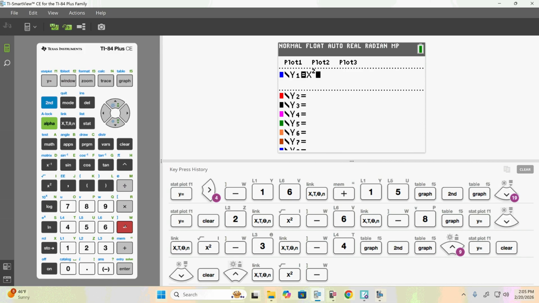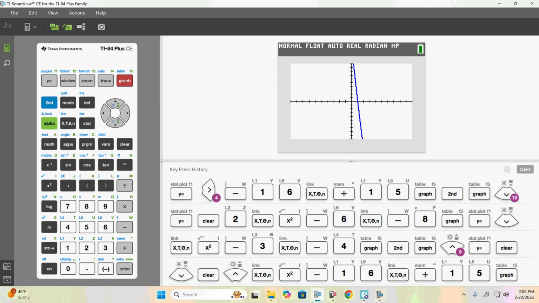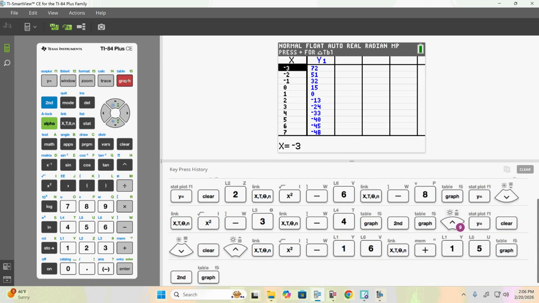X squared minus 16x plus 15. Once we type it in, we hit graph. Now we can see it is crossing the x-axis at 1. And when x is equal to 1, the y value is 0. So that's a solution, yes? Now, because it's quadratic, we should have two solutions.